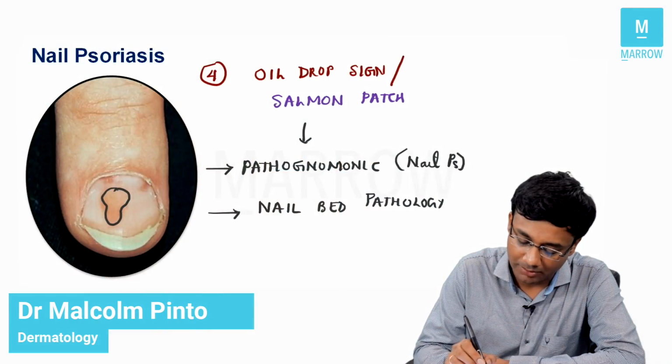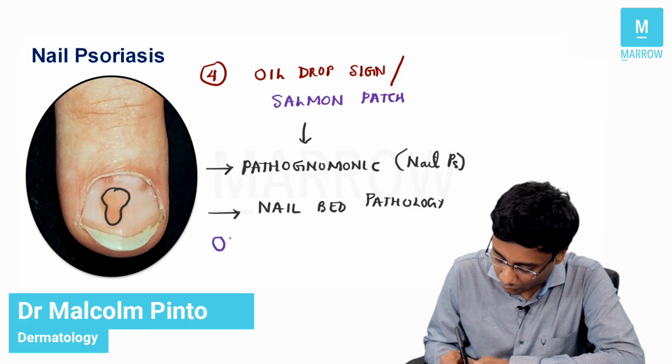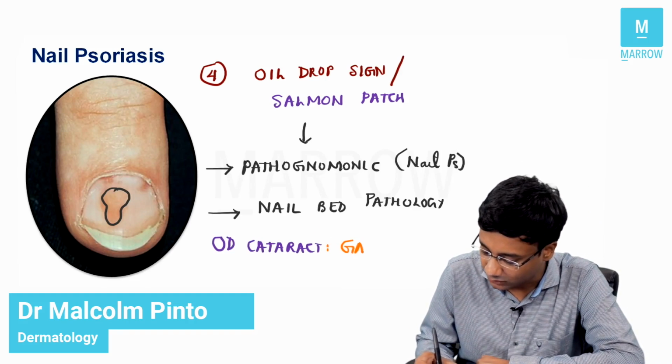So please remember a very important point from ophthalmology. Just as oil drop sign in the nail is seen in psoriasis, oil drop cataract is seen in a very important condition known as galactosemia.